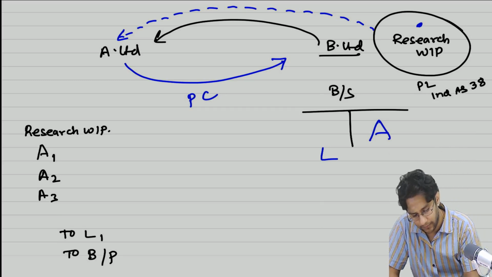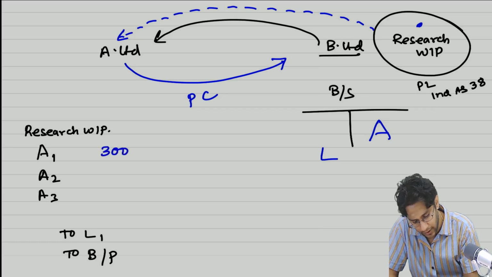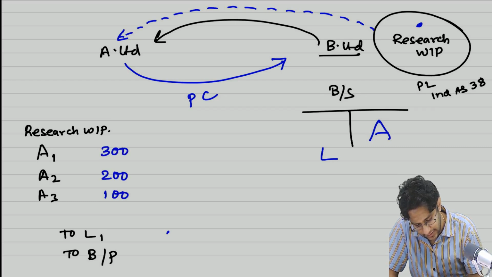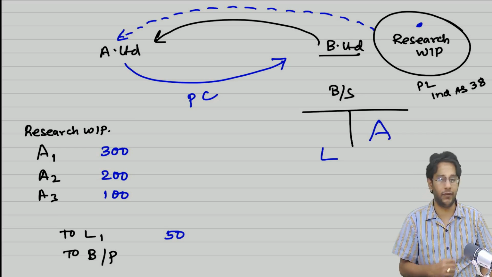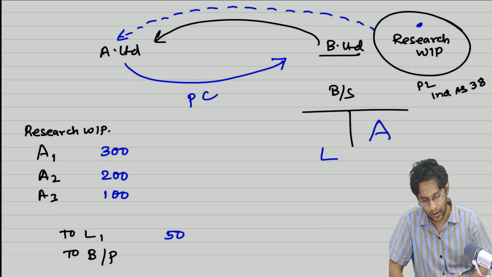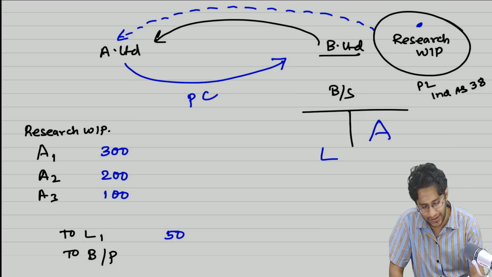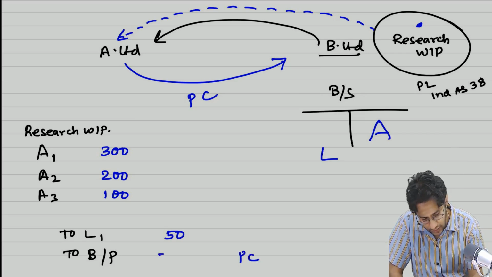So A1 is recorded at a fair value of 300, this at a fair value of 200, this at a fair value of 100, and this, let's say, fair value of 50. So 300 plus 200, 500, 600, 550. 550 is the net assets value. Now let us say the PC part is 700 rupees.